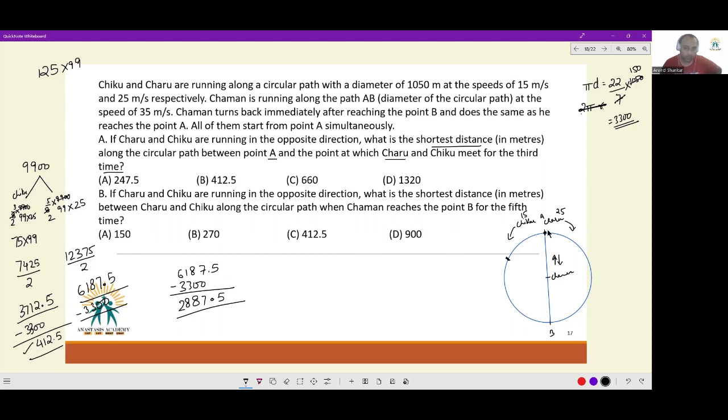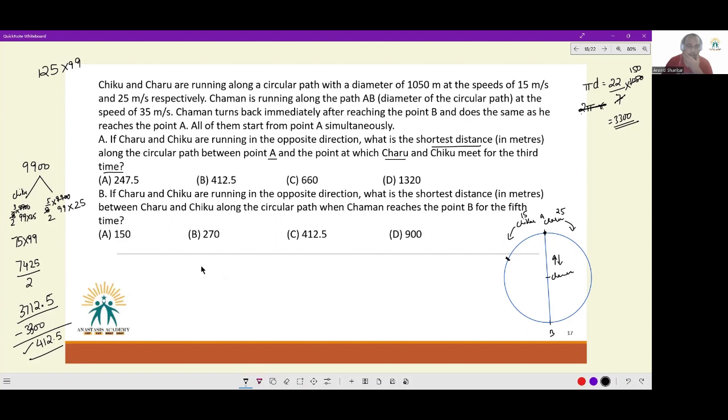The shortest distance between the starting point and the point where they meet for the third time is 412.5. Both these numbers can lead us there. It is just that it takes a little bit of more nuanced working if we were working with Charu instead of Chiku. Okay, I'm getting rid of this Charu working because I need space for the second subpart of this question.